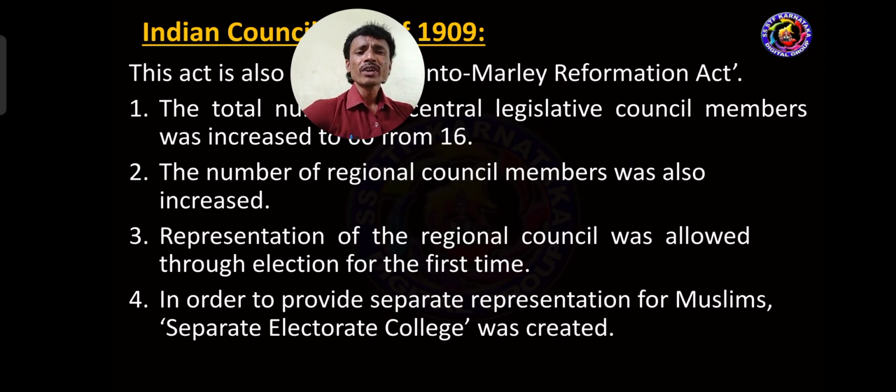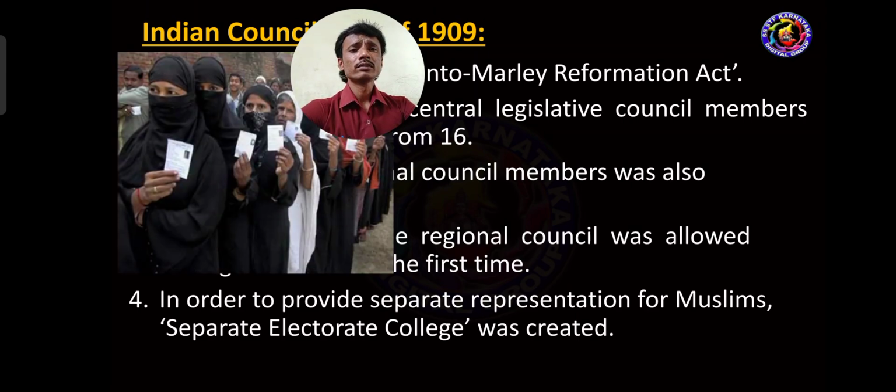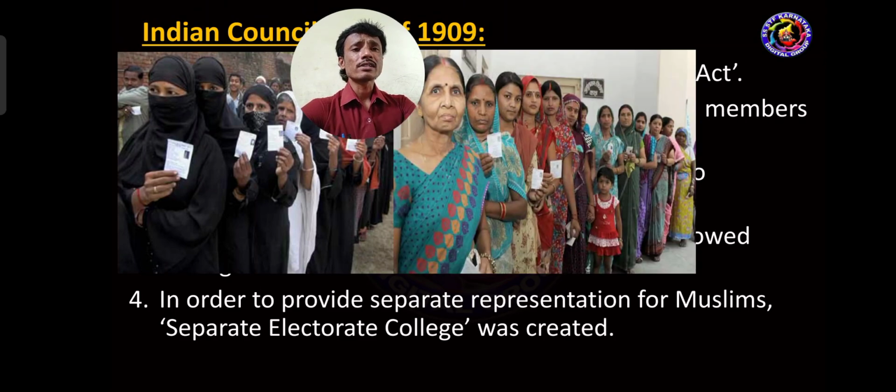Then what is the meaning of separate electorate college? It means Muslims will choose their separate leader through separate elections. In those elections only Muslims are involved, that's it. So that is the separate electorate college: separate elections for Muslims and a separate leader for Muslims. So this is about the Indian Councils Act of 1909. Got it? Muslims are separate, Hindus are separate.